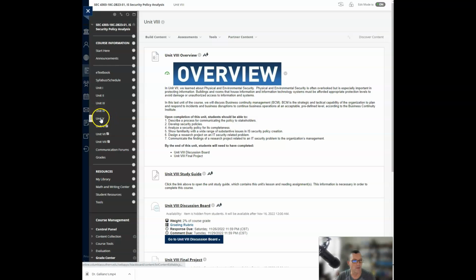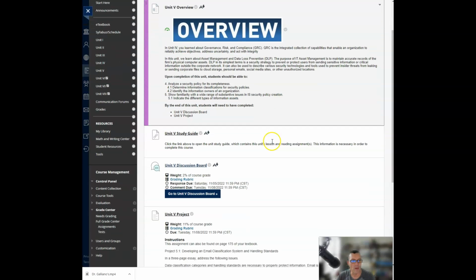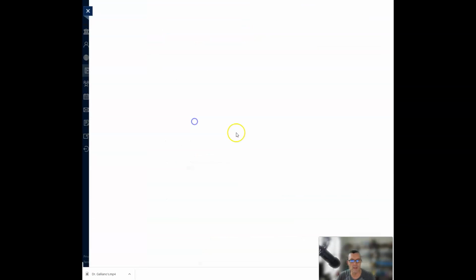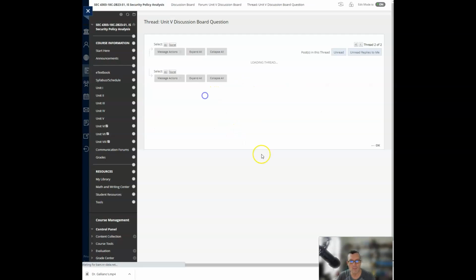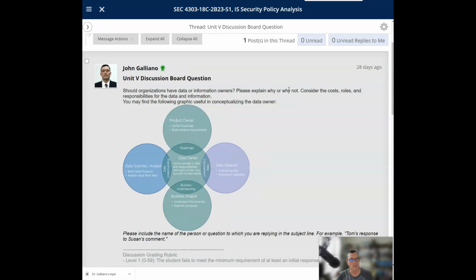And I'm going to go over to Unit 5 in the course here. And first thing I'm going to do is go to the discussion board. And I'm doing so because I want you to see this diagram here. So there's a nice big blow up on that diagram.